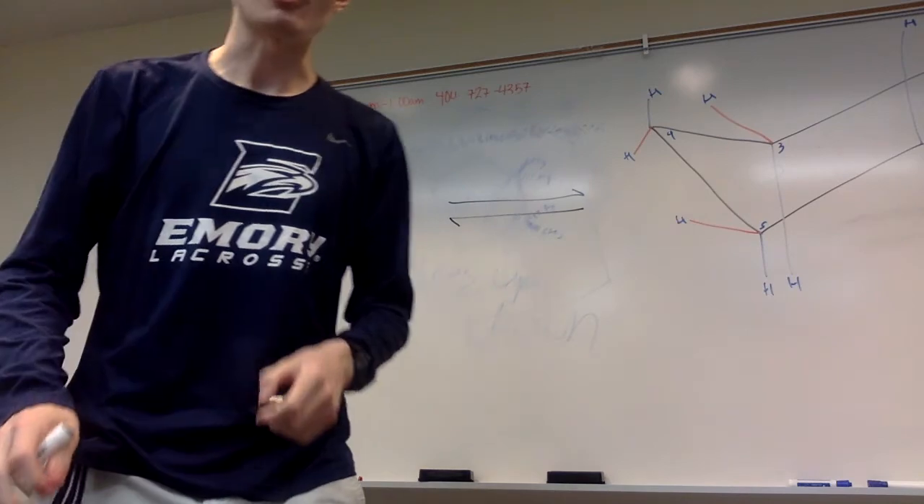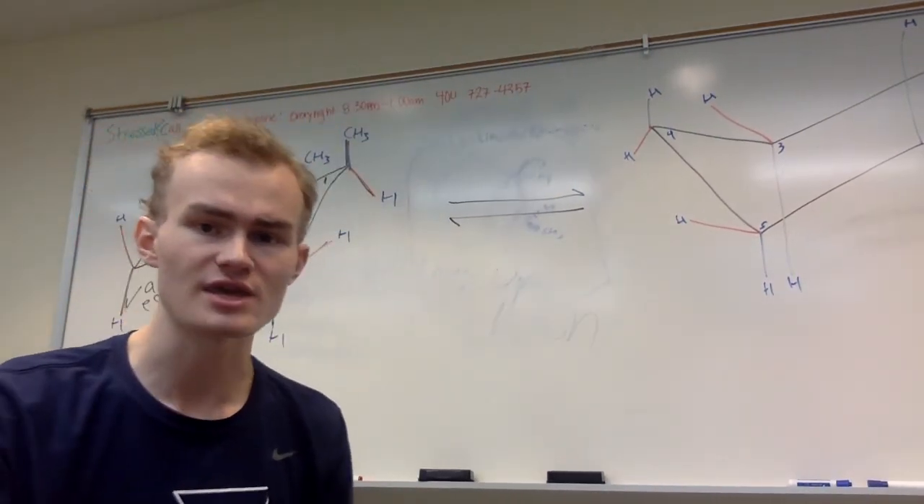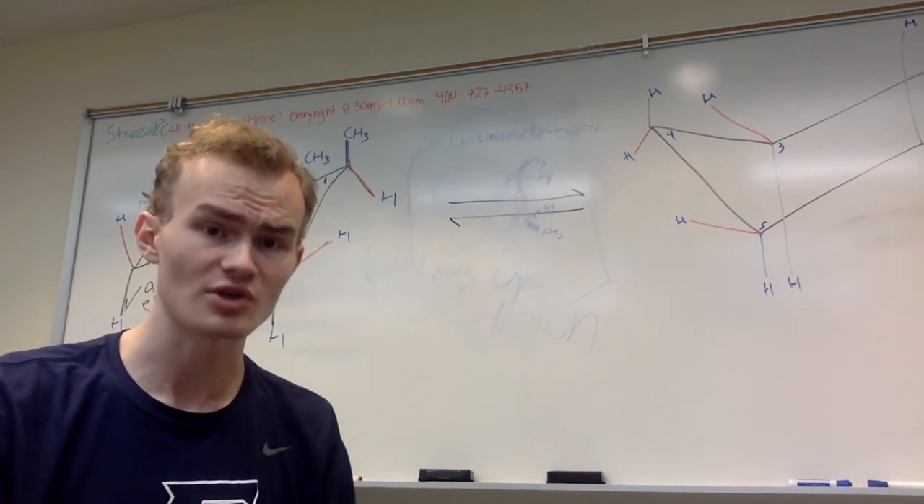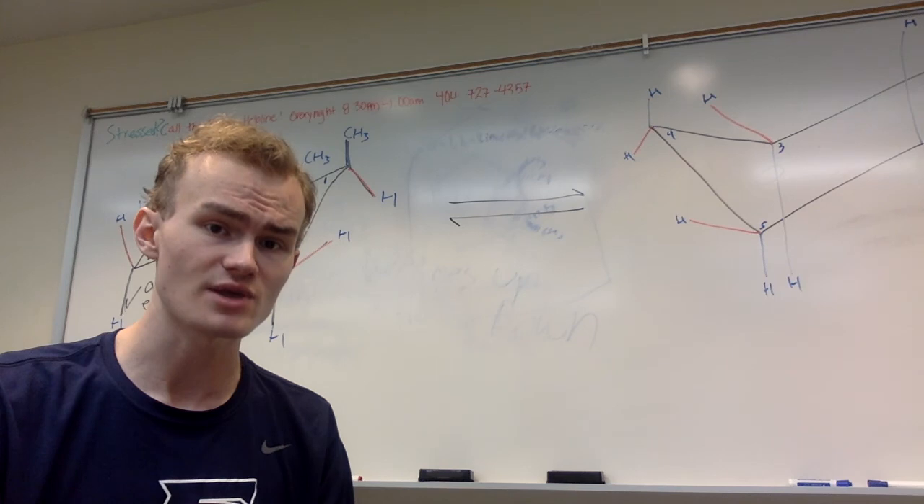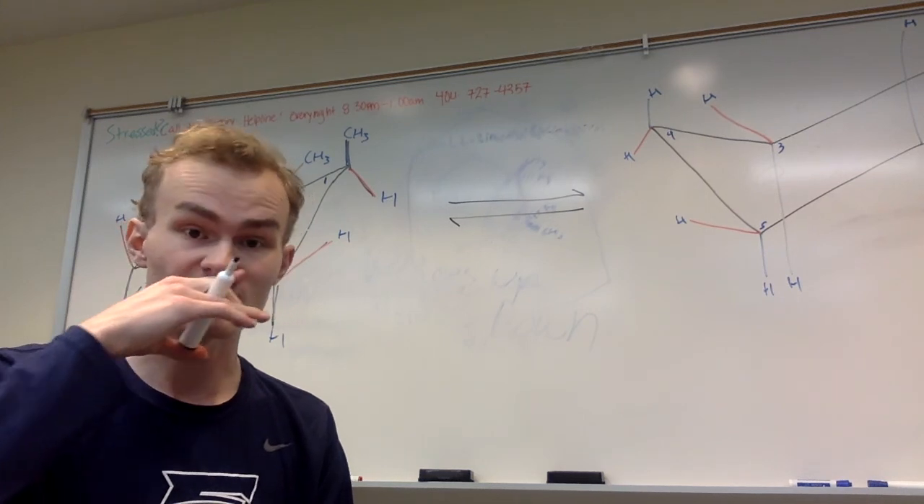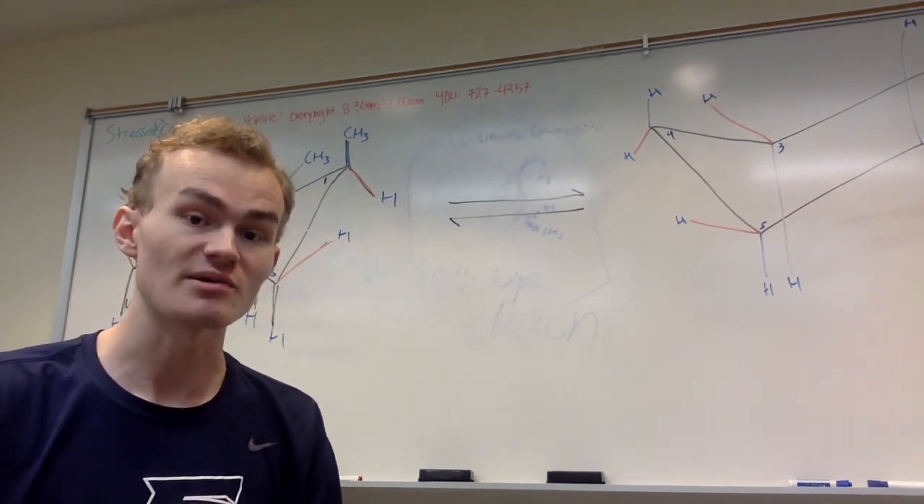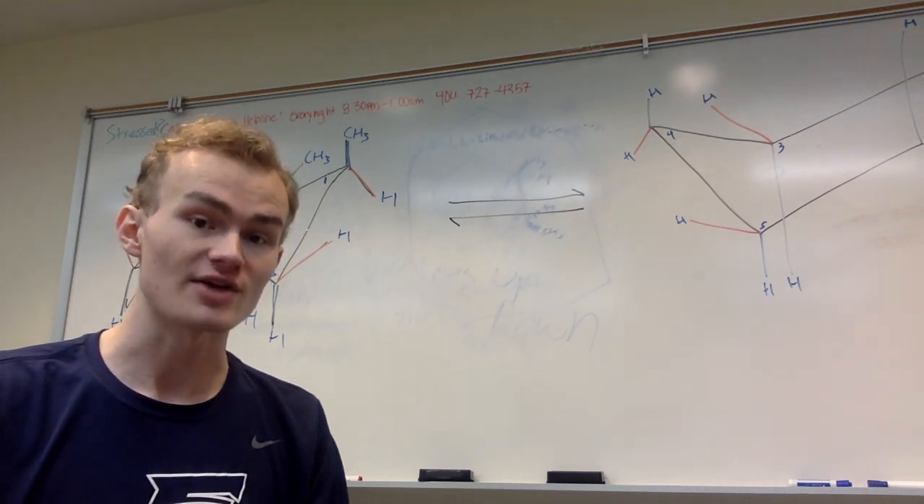So what we did though was we drew out the cis 1,2 dimethyl cyclohexane. But now what we can do is we can draw the trans 1,2 dimethyl cyclohexane, and maybe we might be able to figure out if they're of the same stability or not. So in the next video, we'll be drawing trans 1,2 dimethyl cyclohexane. Okay.